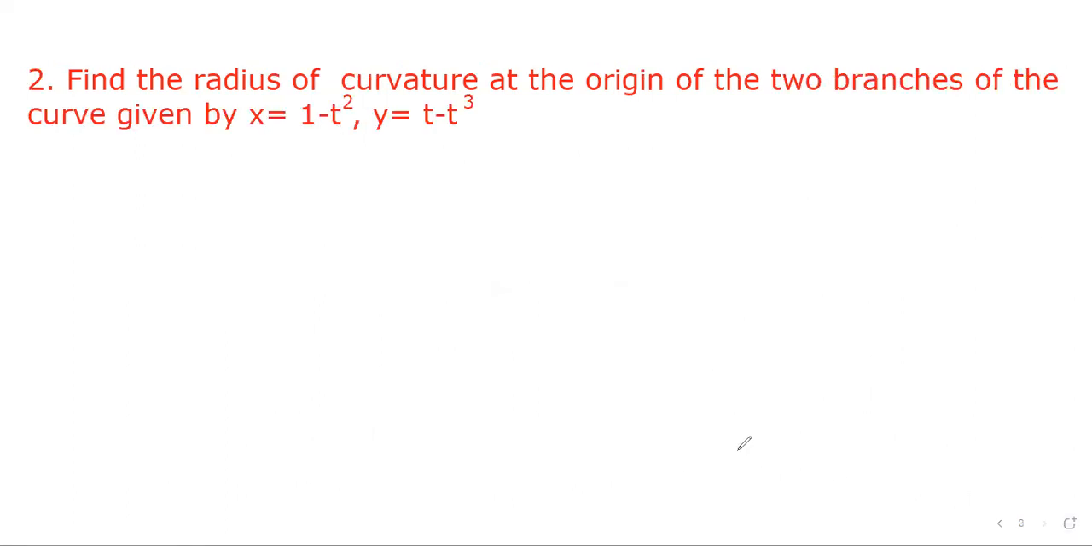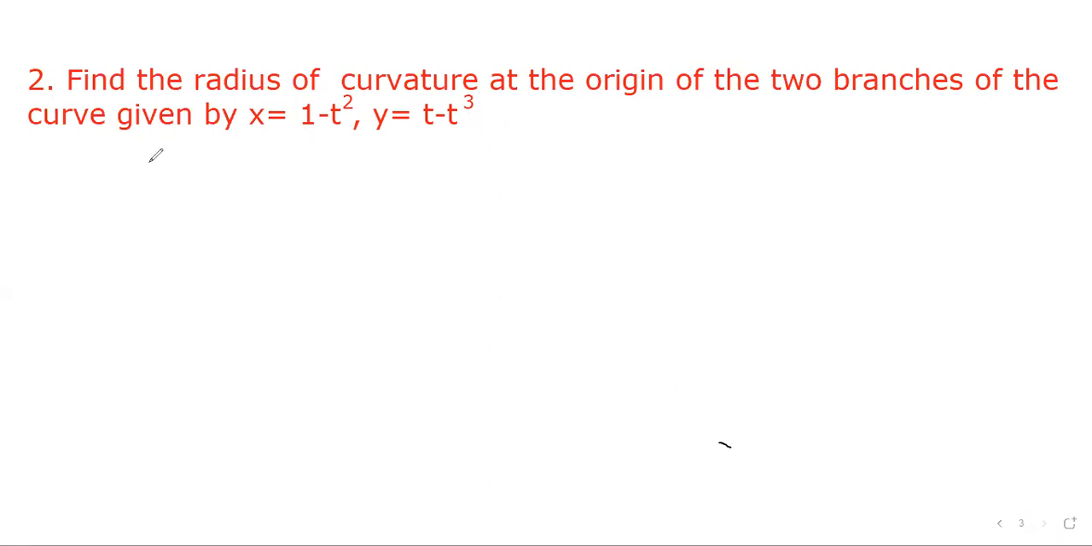Now let's consider one more question. Find the radius of curvature at the origin of the two branches of the curve given by x equal to 1 minus t square and y equal to t minus t cube. So here x equal to 1 minus t square and y equal to t minus t cube.